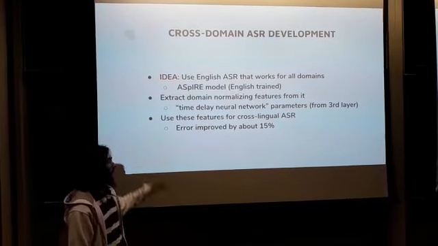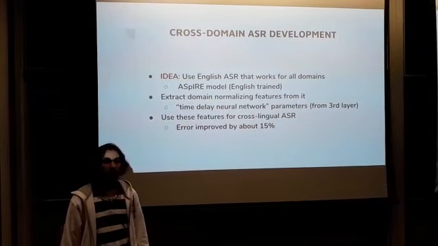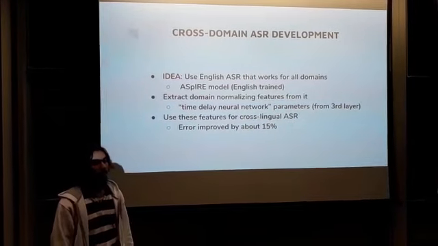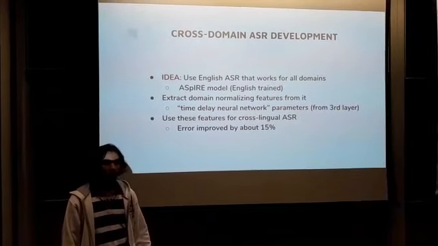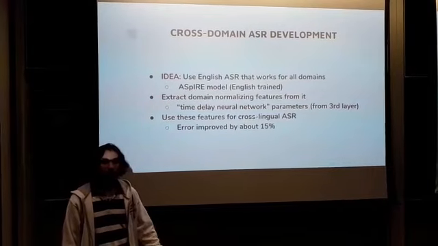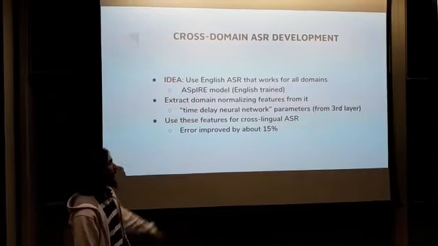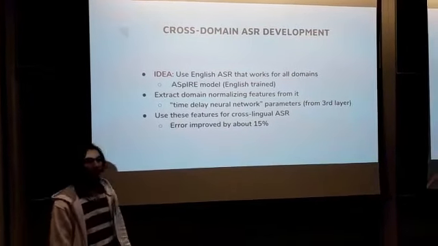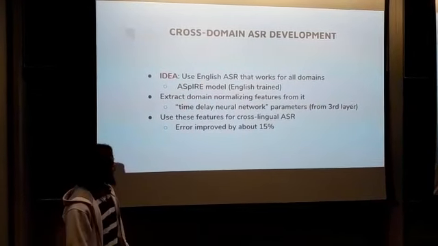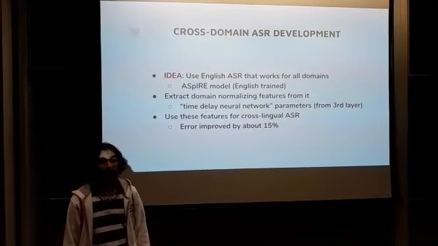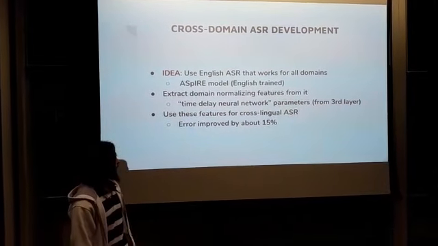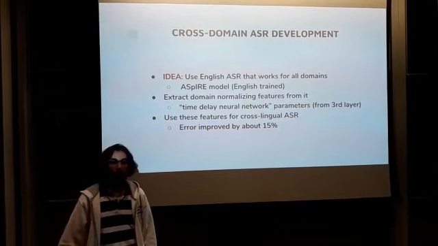So for their English ASR, they used the Aspire model, and they did a lot of experiments to find which parameters are domain robust, and they discovered that the parameters from the third layer of their TDNN are domain robust. So they used these for their ASR for the Turkish language, and the error improved by 15% over the baseline.